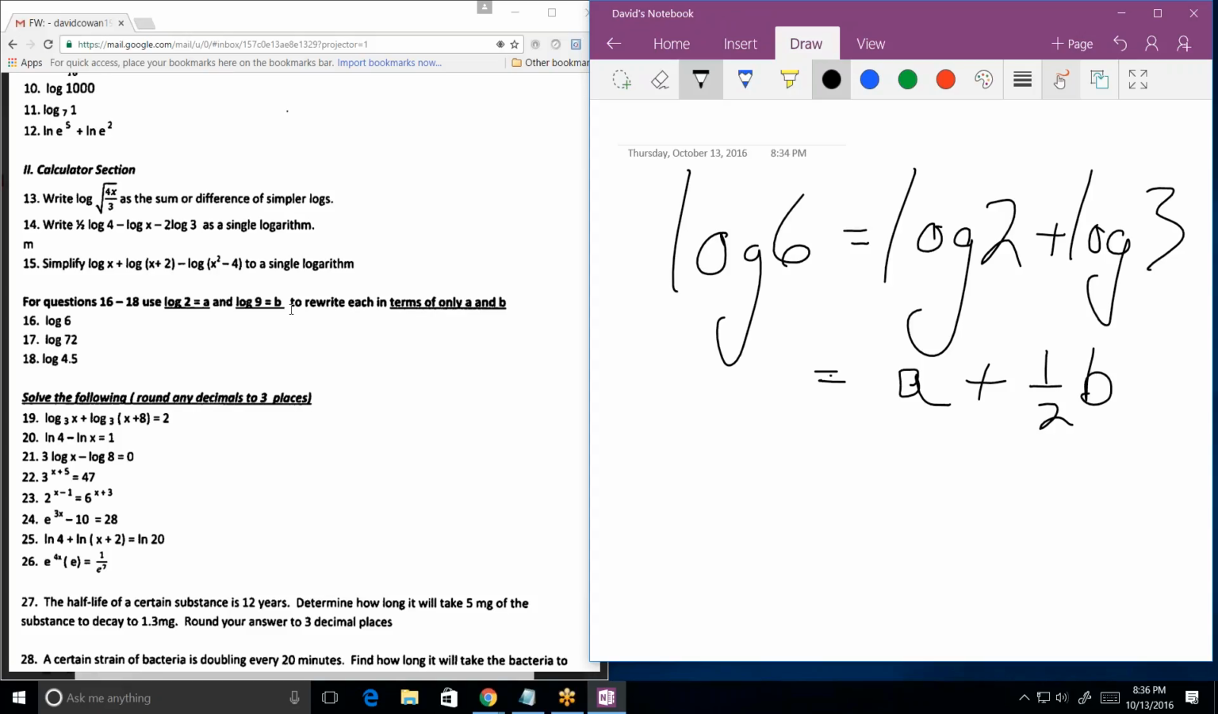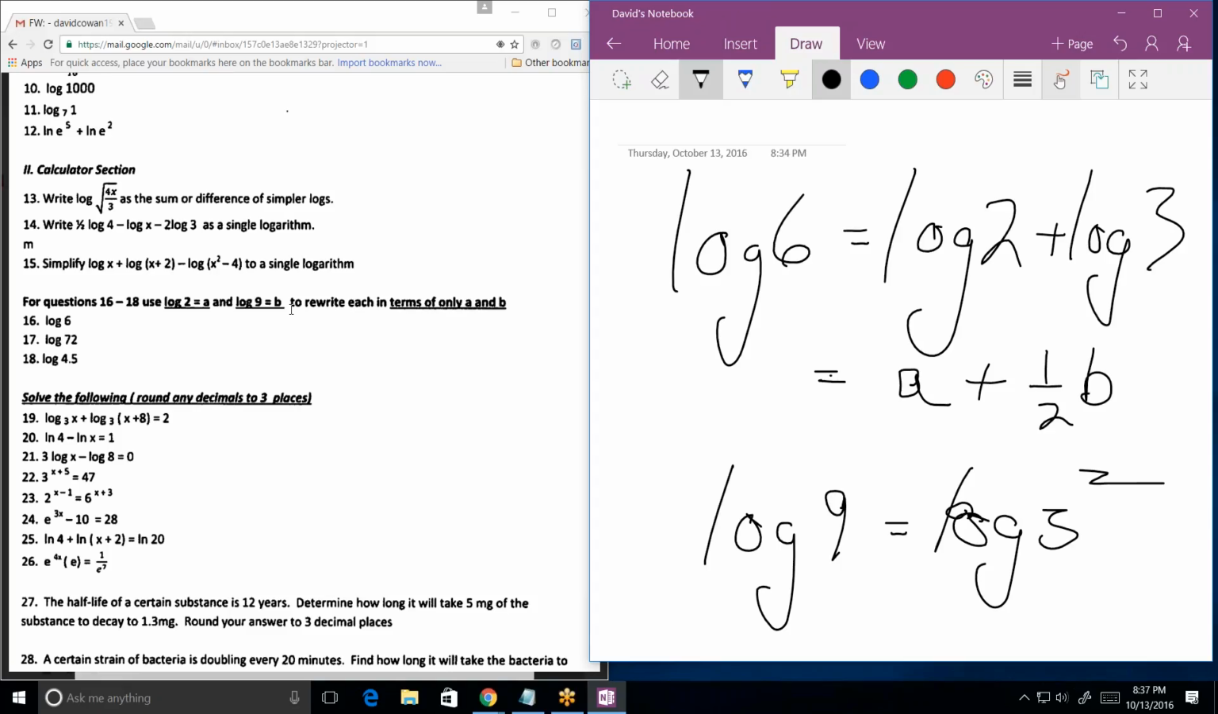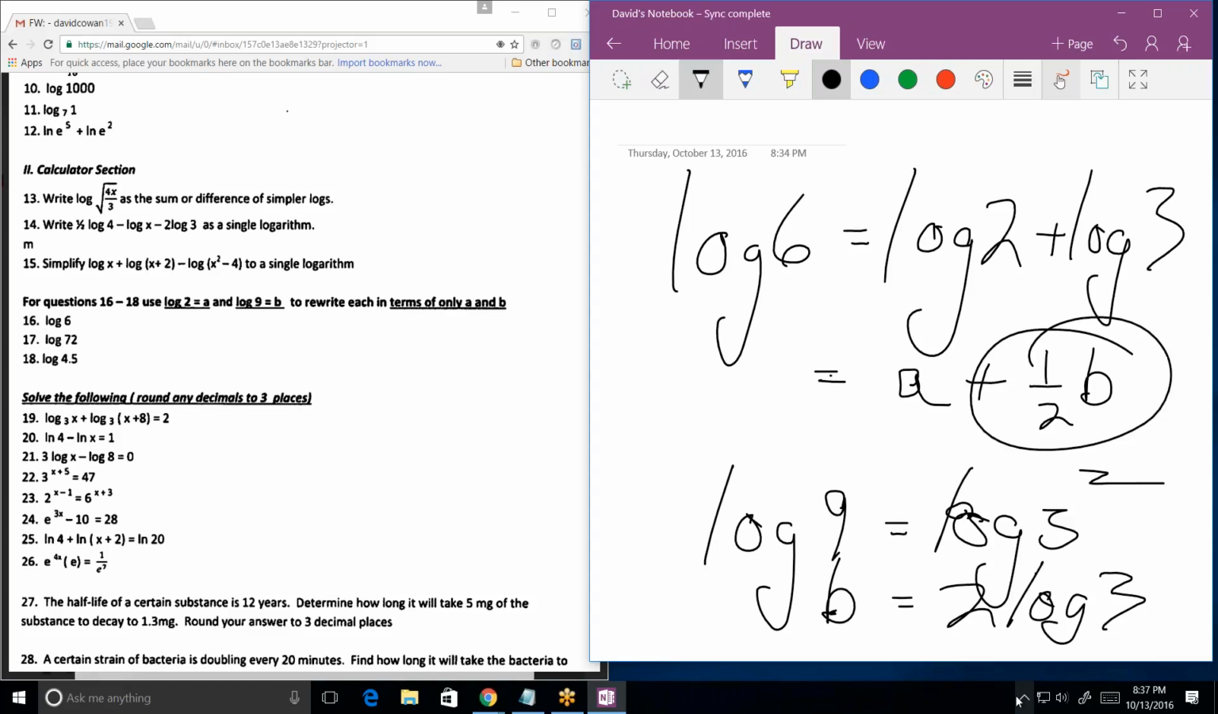In other words, the log of 9 could be rewritten as the log of 3 squared, right? So the log of 3 squared can be rewritten as 2 times the log of 3. So if the log of 9 is b, b is equal to 2 times the log of 3. Therefore, the log of 3 is equal to b divided by 2. And that's the answer, a plus 1/2 b.